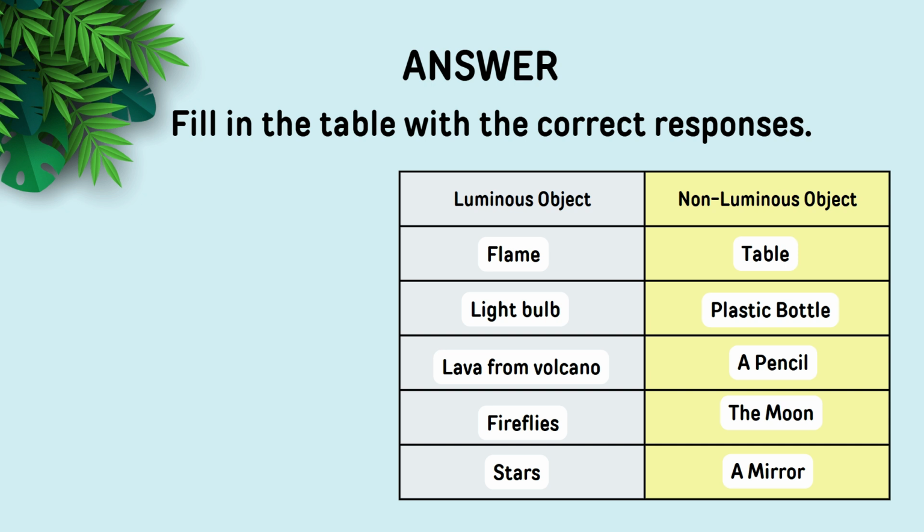Okay, so here we have all of our objects categorized. In the luminous objects column, we have a flame, light bulb, lava from volcano, fireflies, and stars, while table, plastic bottle, a pencil, the moon, and the mirror are all under the non-luminous objects.